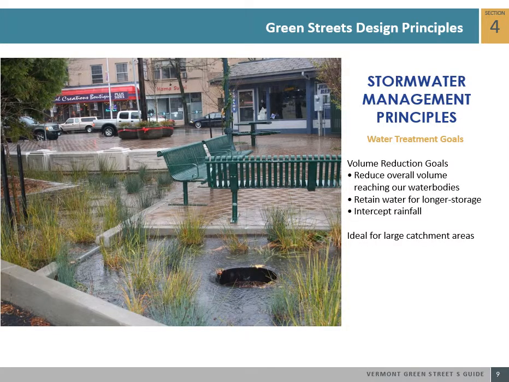Volume reduction goals are focused on the management of the overall volume of water that enters water bodies as surface runoff. Retention systems that hold water for longer-term storage or infiltrate runoff into the ground reduce the overall volume of surface flow. Plants also play an important role in volume reduction by intercepting rainfall, taking up water from the soil, and causing evapotranspiration, as well as providing conduits for infiltration adjacent to root systems. Aiming for volume reduction may be especially beneficial for large catchment areas where the amount of runoff can be particularly damaging to receiving waters.